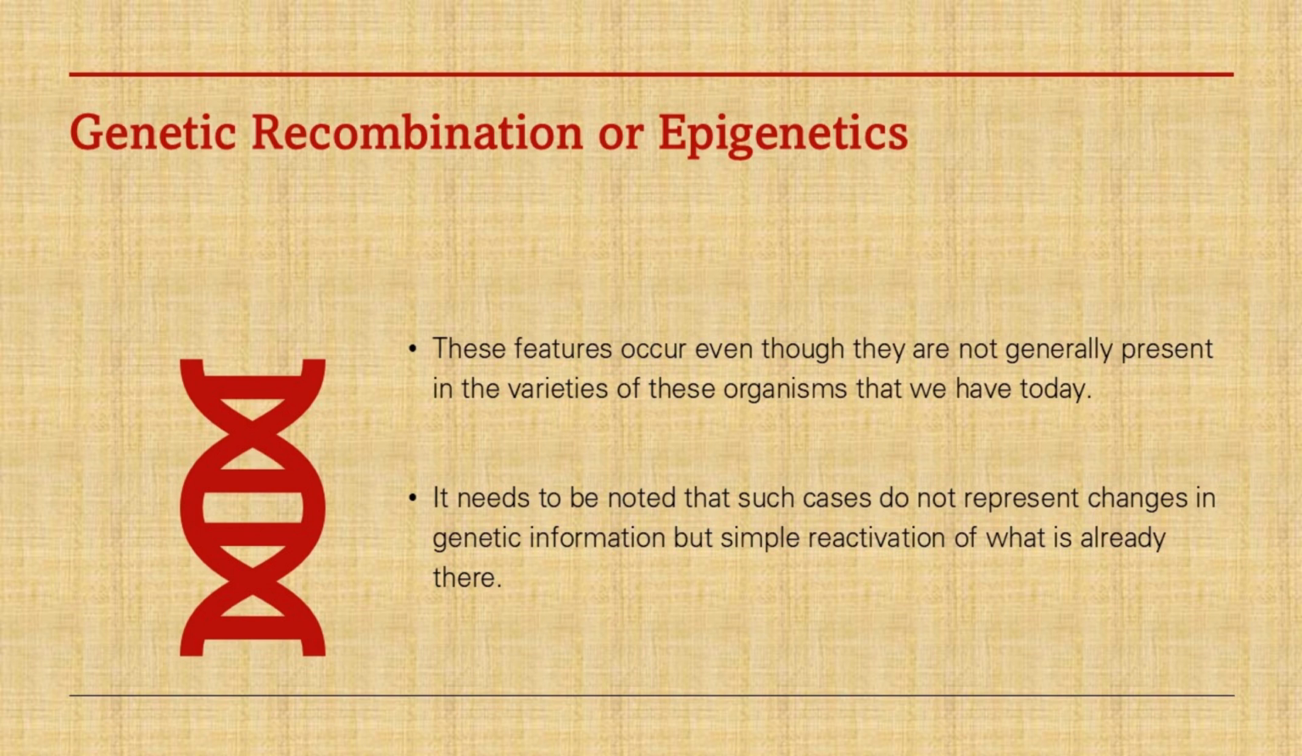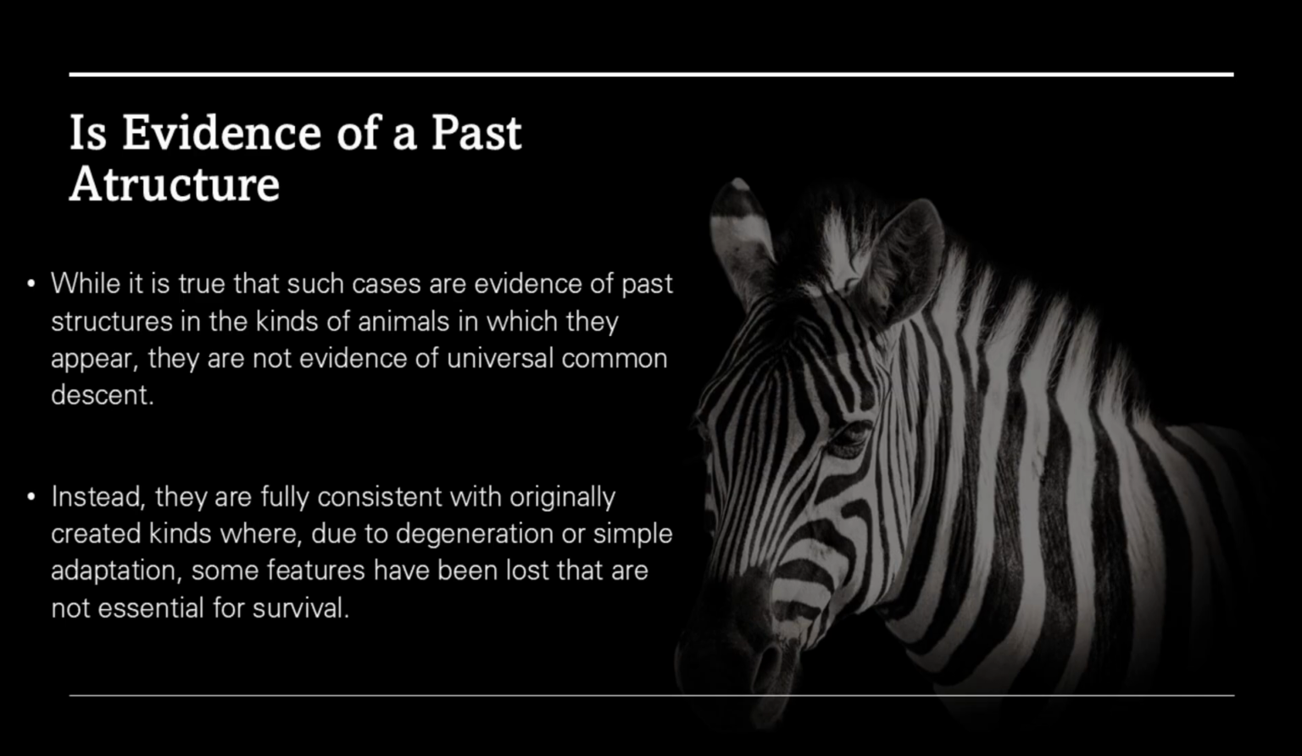It needs to be noted that such cases do not represent changes in genetic information, but simple reactivation of what is already there. While it is true that such cases are evidence of past structures in the kinds of animals in which they appear, they are not evidence of universal common descent. Instead, they are fully consistent with originally created kinds, where due to degeneration or simple adaptation, some features have been lost that are not essential for survival.